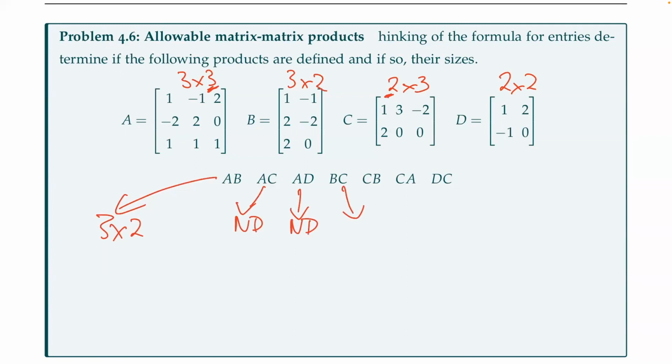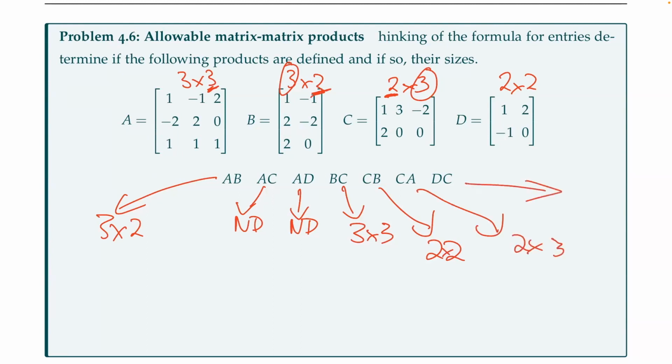BC. So the inner parts here are 2. The outer parts are 3. Okay. So the inner parts match, which is fine. The size of our matrix is going to be 3 by 3. CB? 2 by 2. So this time the inner parts are going to be the 3s. So we've switched the order around. They match, and the output size is going to be defined by the outer bits. So this time it's a 2 by 2. CA, 2 by 3. And DC, 2 by 3.